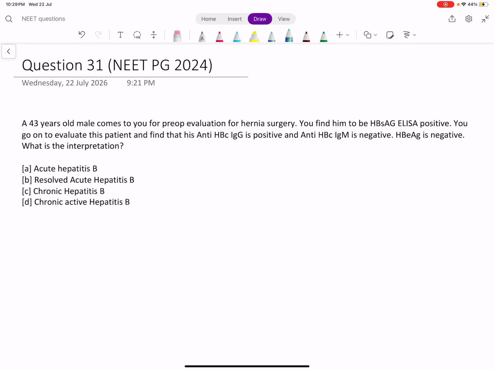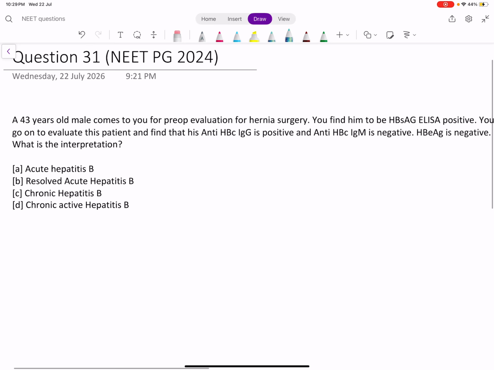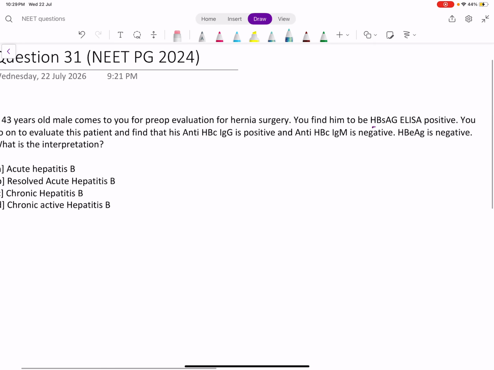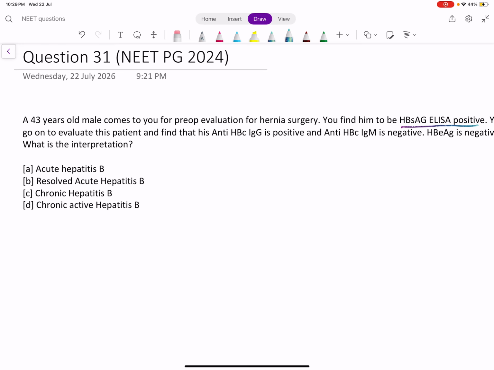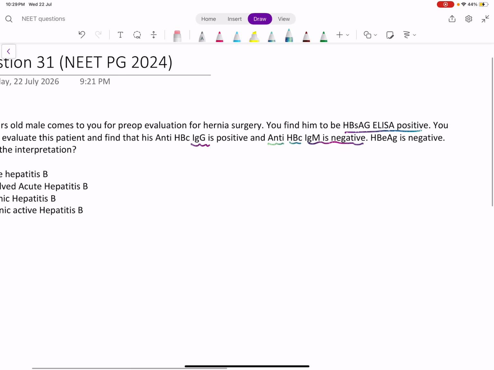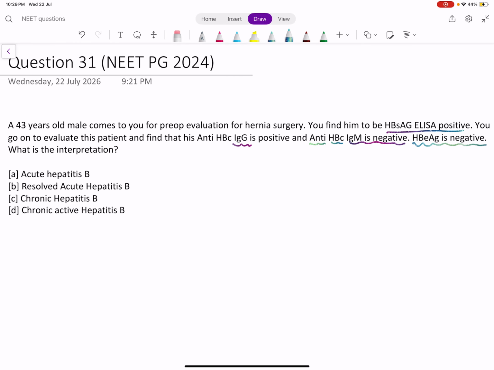So coming to question 31 of previous year NEET questions. A 43-year-old male comes to you for pre-op evaluation for hernia surgery. You find him to be HBsAg ELISA positive. You go on to evaluate this patient and find that his anti-HBc IgG is positive and anti-HBc IgM is negative. HBeAg is negative. What is the interpretation?